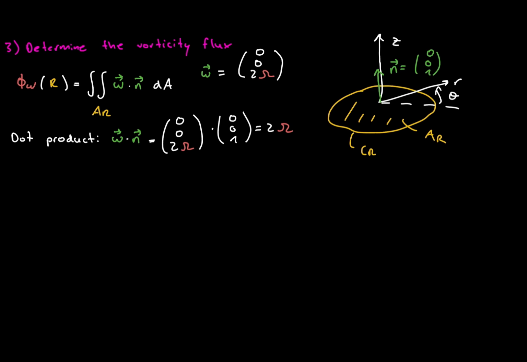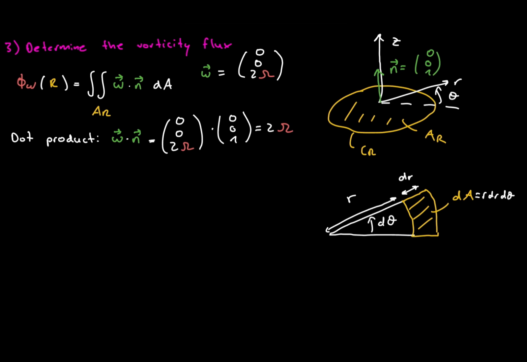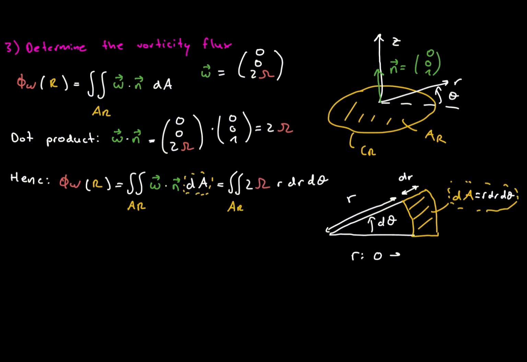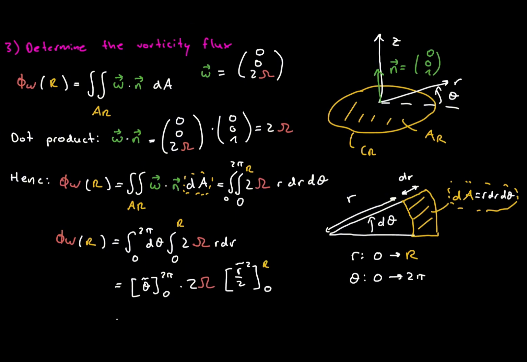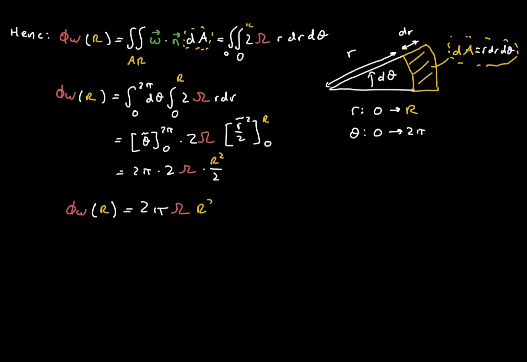The surface integral becomes the integral of 2 omega over the disk. In cylindrical coordinates, the area element is r dr d theta. The flux therefore becomes the double integral from r equals 0 to r and theta equals 0 to 2 pi of 2 omega times r dr d theta. The vorticity flux therefore equals 2 pi omega r squared.